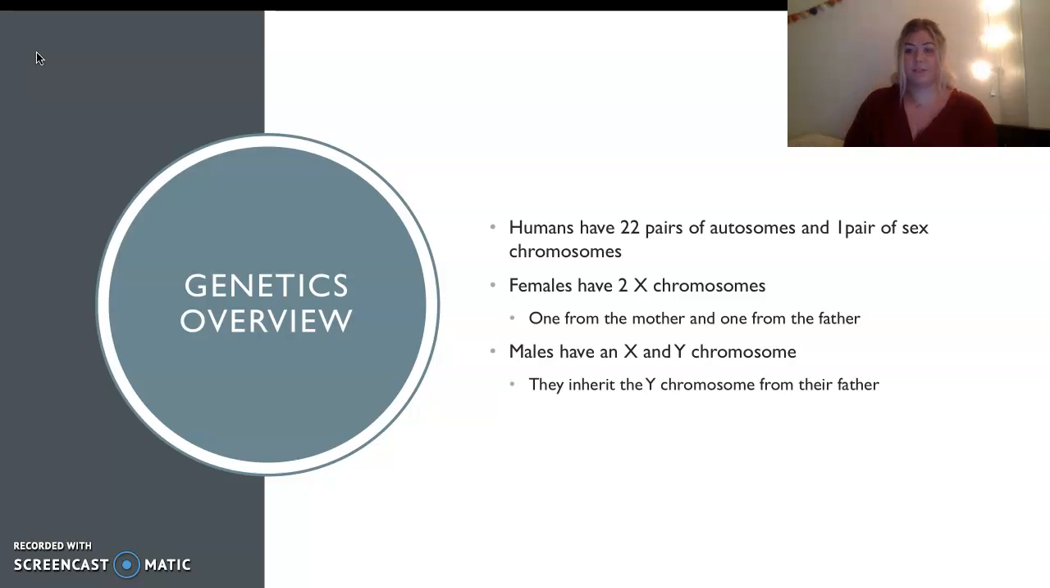So just to do an overview of genetics so that we're all on the same page, humans have 22 pairs of autosomes and 1 pair of sex chromosomes. They get 23 chromosomes from the father and 23 chromosomes from the mother, which is 23 pairs totaling 46 chromosomes total. Females have 2 X chromosomes. They get 1 from the mother and 1 from the father, and males have an X and a Y chromosome, the X coming from the mother and the Y coming from the father, which makes them male.